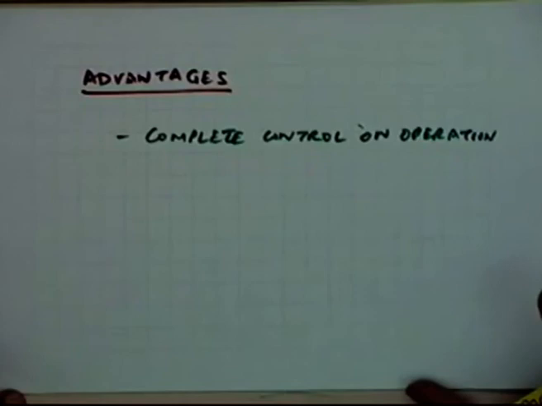Complete control on operation, in terms of, if you want to run the system for a very short period, you can afford to do that in this particular method, which was not possible in the case of surface irrigation method. In the case of surface irrigation method, if you are willing to apply a depth of 1 centimeter of water, it may not be possible.